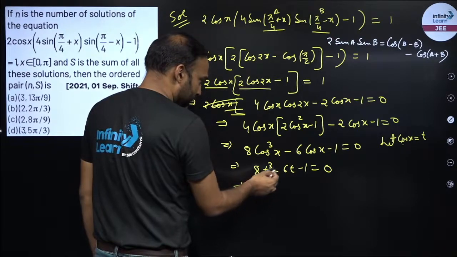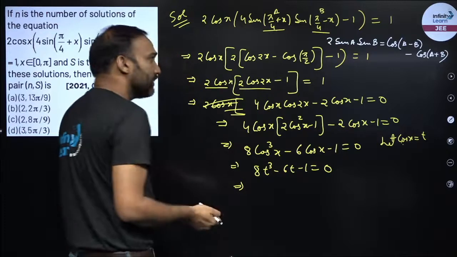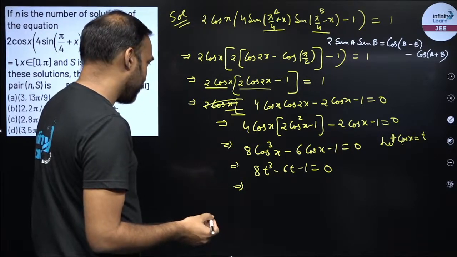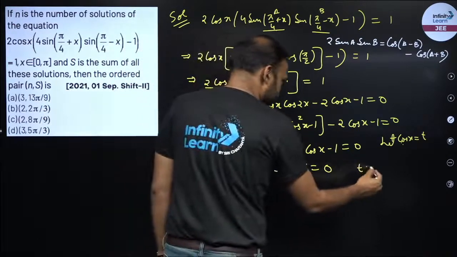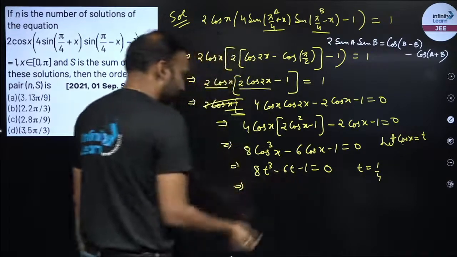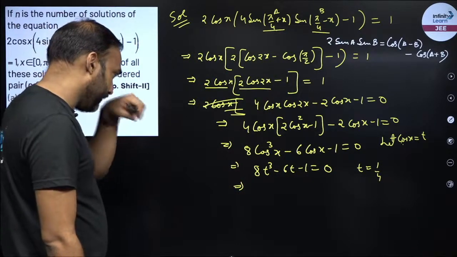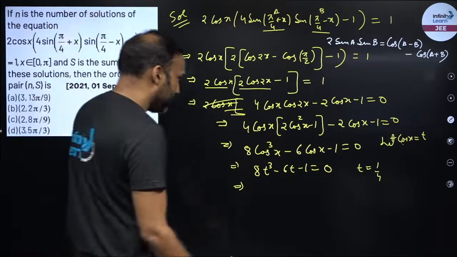So I know t cube, if I divide, this is t cube, this is 1. So 1 into 8, so I should have a factor of 1 by 8. That is 1 by 2, 1 by 4. What is 1 by 4? Let's try 1 by 4, because I know 1 will not work, and 2 will not work. These two are even. So t is 1 by 4.